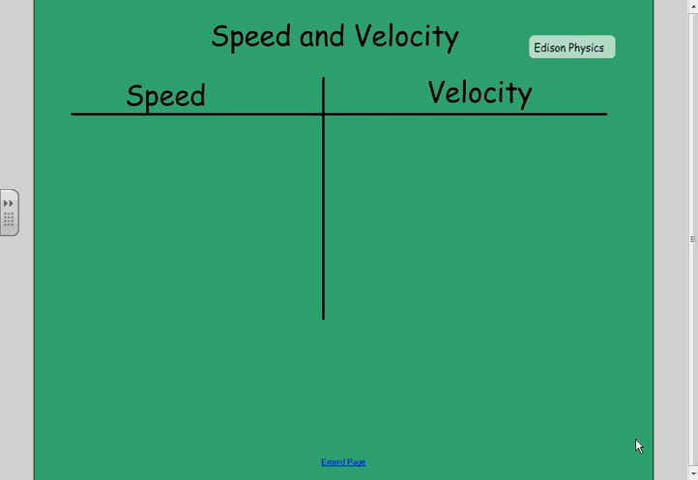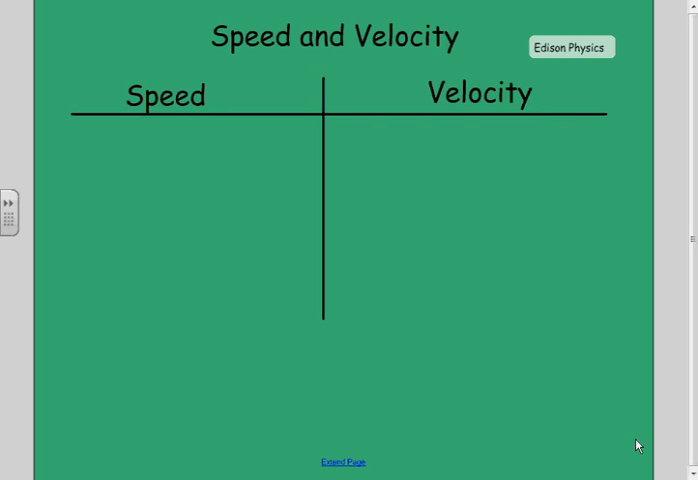In math, miles per hour means miles divided by hours. So by looking at the units that we use to describe these things, we can get a really big clue about how we can calculate them. Okay? Now, why do we have two? Why do we have to have speed and velocity?